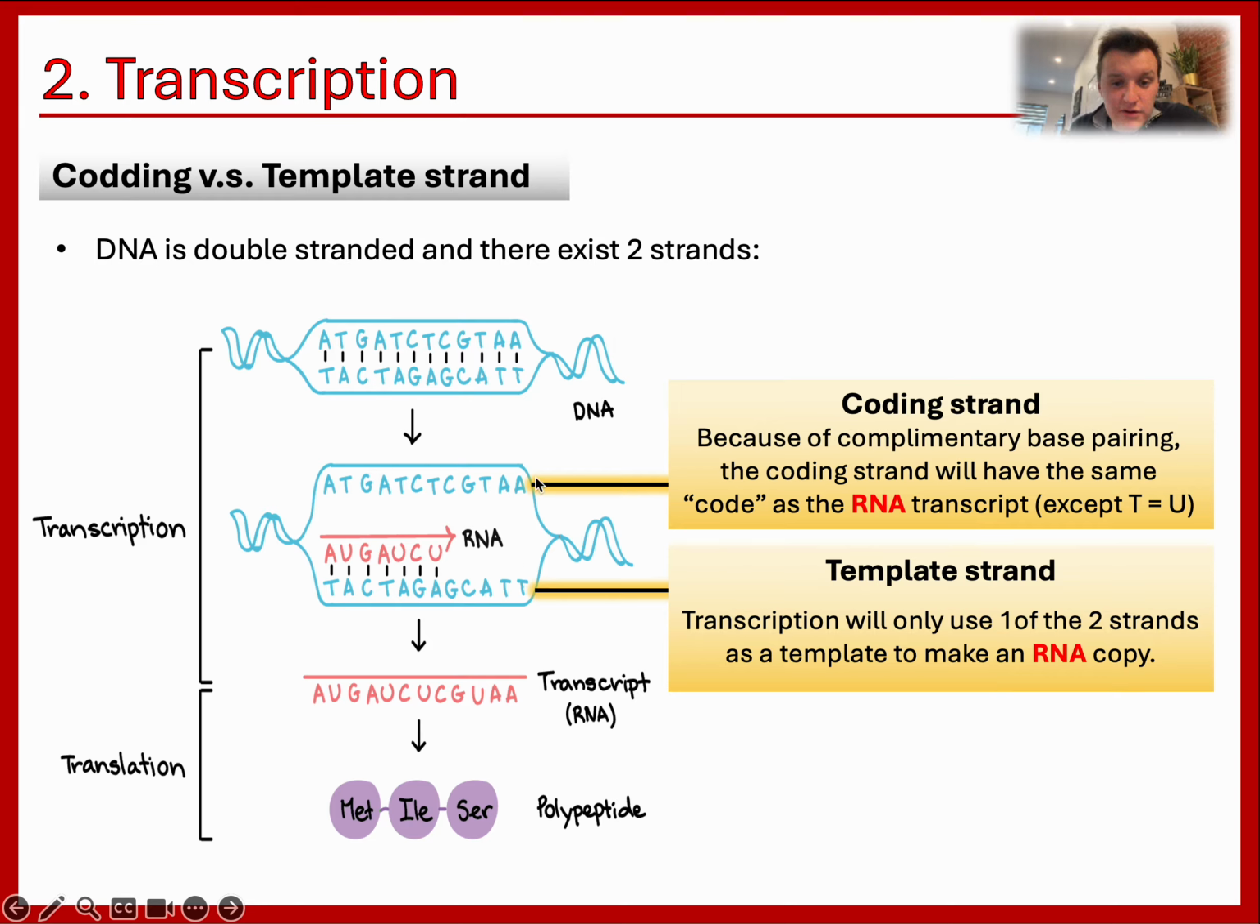Look at the code on the coding strand, ATGA. Well, it looks almost identical to the RNA, AUGAU. So instead of a T, we have a U. So oftentimes, some people will tell you you could use the coding strand to figure out what your RNA is and just change those T's and U's.